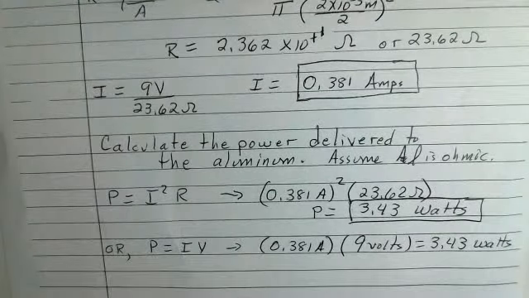A second way of calculating the power, more general way, is power is the current in the element of the circuit times the potential difference across the element. 0.381 amps is our current, 9 volts is the potential difference across the rod, and again 3.43 watts. So two ways of calculating power. P equals IV is the more general way, more applicable way.